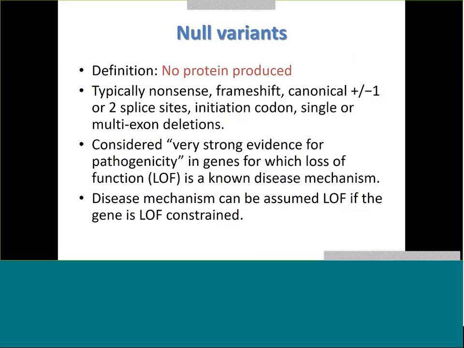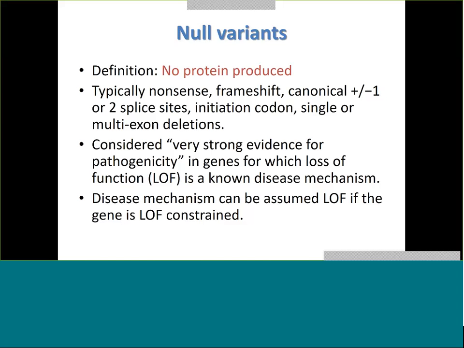And of course, not every single one of these types of mutation is going to be a null. Of course, we need to think about nonsense-mediated decay. Sometimes a splice site may skip an exon, but the protein could still be in frame. So you really have to think about these things too. But in general, these types of variants are considered very strong evidence for pathogenicity in genes for which loss of function is a known disease mechanism.